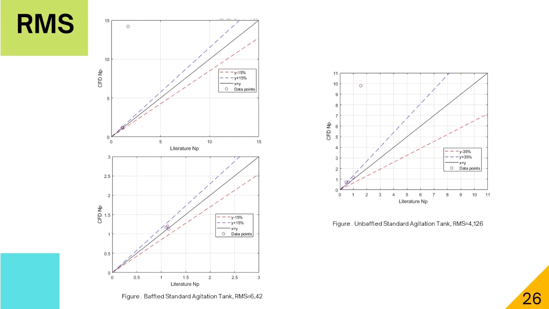RMS: it can be perceived that for higher Reynolds values, the difference between the pumping number values for lower Reynolds in the transition region represented high discrepancies and deviations from those values reported in literature for both baffled and unbaffled standard tanks. RMS values varied for the baffled tank about 15% and for the unbaffled tank about 35% for values of Reynolds between 1,000 and 100,000.